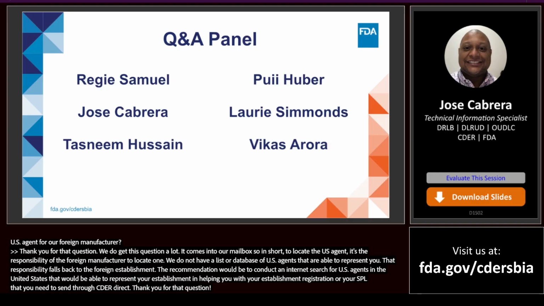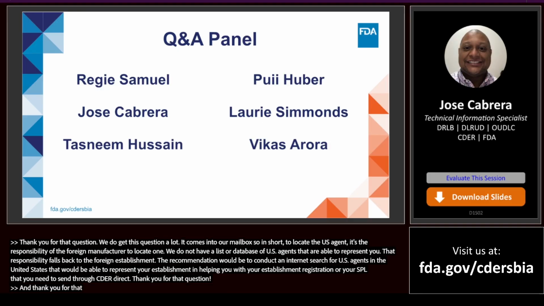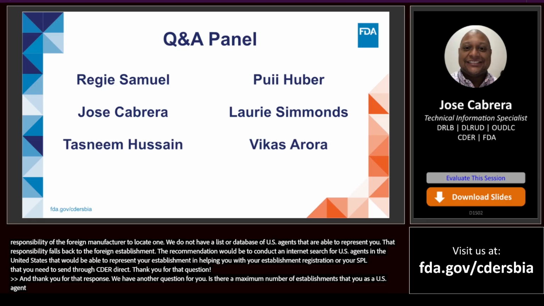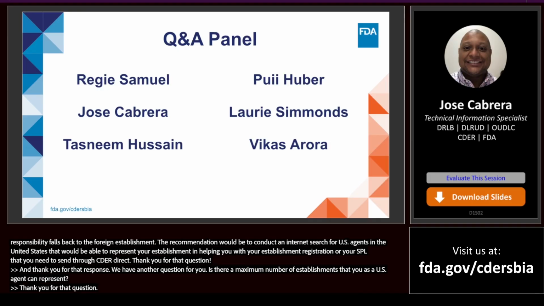Thank you for that question, and thank you for that response. We have another question for you. Is there a maximum number of establishments that you as a US agent can represent? Thank you for that question. So, no, there is not a limit to what a US agent can represent as far as drug establishments. It really would be dependent on that organization and how they represent those foreign establishments.